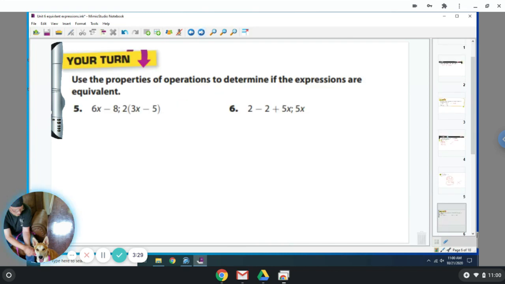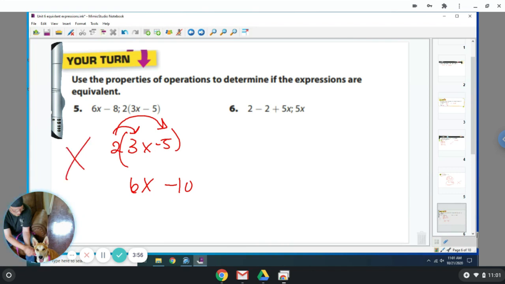All right, let's try another one. So we have 2(3x minus 5). So we're going to do 2(3x minus 5), and we're going to distribute the 2 to the 3x and the 2 to the 5. 2 times 3 is 6, so it'll be a 6x. 2 times 5 is 10, and it's minus. So 6x minus 8 and 6x minus 10 are not the same.